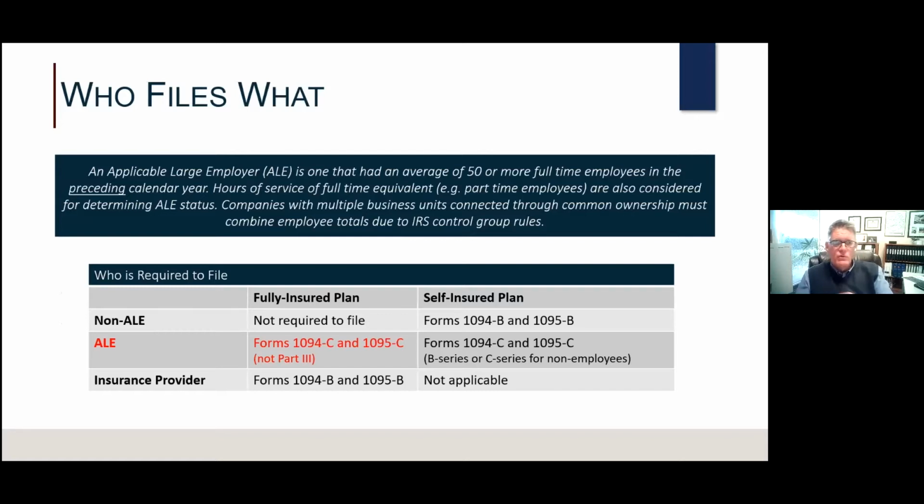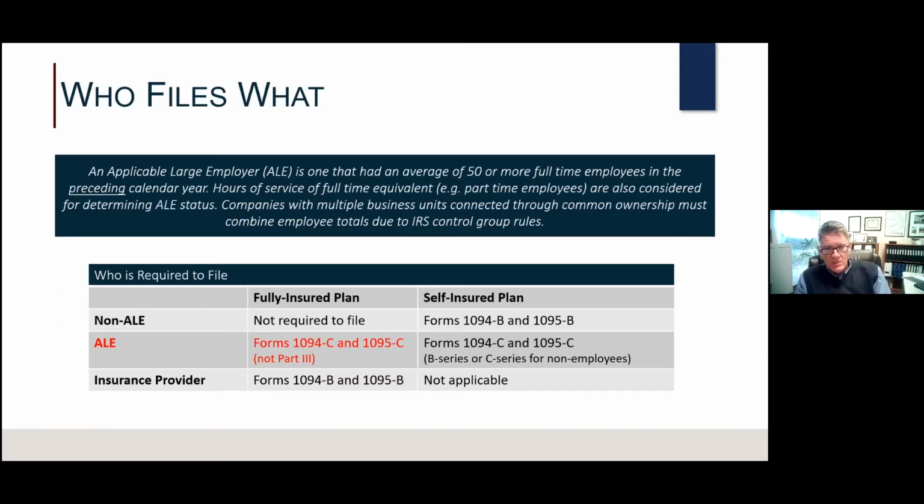So starting with who files what. If you're an applicable large employer, and that's employers with 50 or more full-time and full-time equivalent employees in the prior calendar year, you have your employer mandate responsibility and your ACA filing responsibility. That's Forms 1094-C and 1095-C.